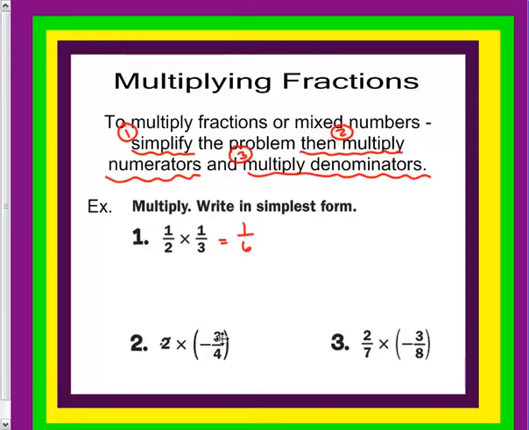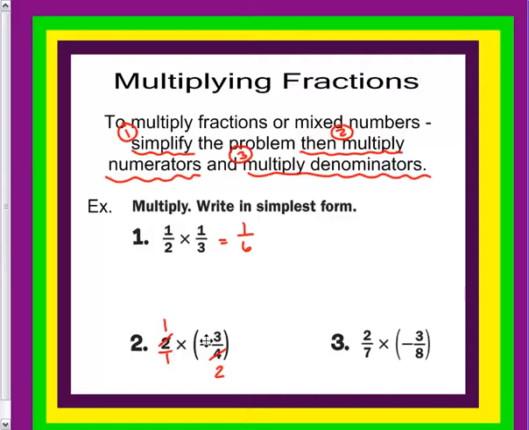Okay, 2 times a negative 3/4. 2 can be thought of as 2 over 1. 3/4 is already simplified. 2 over 1 is already simplified, but 2 and 4 share a like number. They can be simplified by dividing by 2. 2 divided by 2 is 1. 4 divided by 2 is 2.